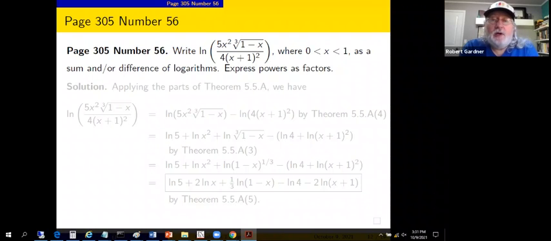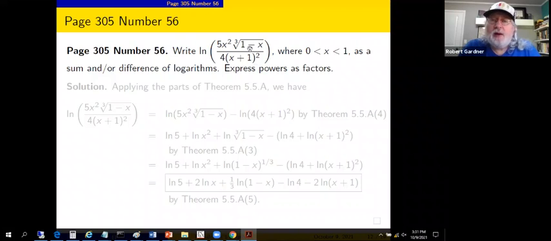How about this one? Same idea, but a little bit more complicated. Natural log of 5x squared, cube root of 1 minus x, all divided by 4 times (x plus 1) squared. X is between 0 and 1. What's up with that? I'm going to trust them on this, that must ensure that we're not taking logs of negatives and we're not taking a logarithm of 0. We're not dividing by 0.